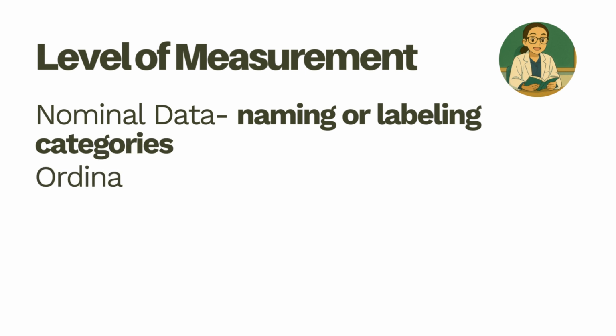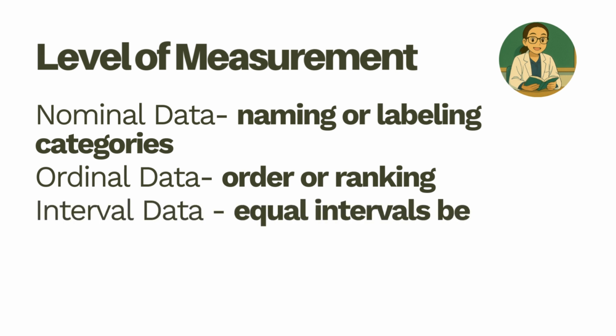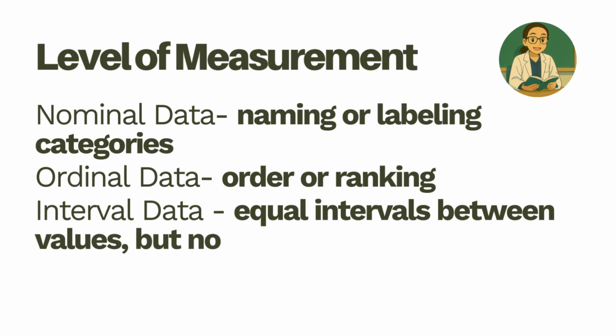Ordinal data show order or ranking, but the distance between ranks is not equal. Examples include satisfaction levels such as poor, fair, good, or excellent. Interval data have equal intervals between values, but no true zero. A common example is temperature measured in Celsius or Fahrenheit.